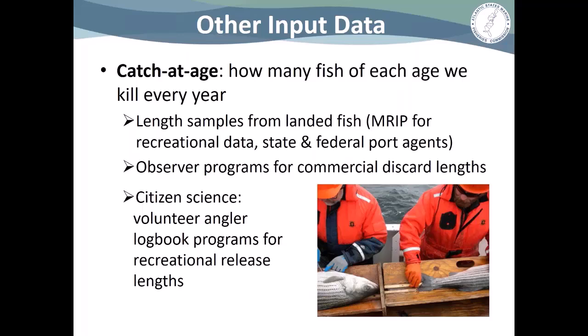MRIP gives us the length data for our measured fish that are brought back to the dock. And we have state and federal port agents doing the same thing for the commercial fish. So they go out there and measure the commercial fish that we are killing. We also have observer programs that measure the commercial discard lengths. And citizen science is one of our most important sources, with logbook programs, for example, for recreational release length. So if you're looking to participate in the stock assessment process, these kinds of volunteer angler logbook programs for the sizes of released fish are really important to our assessments.